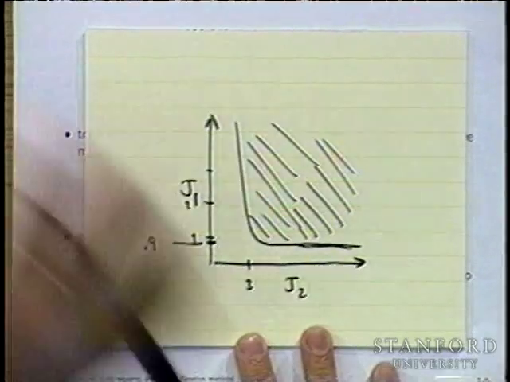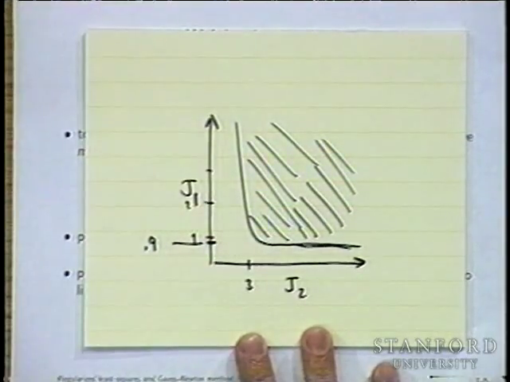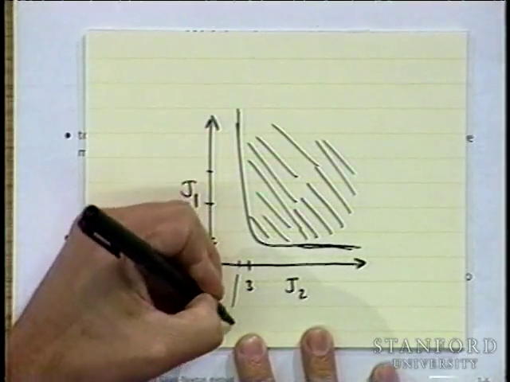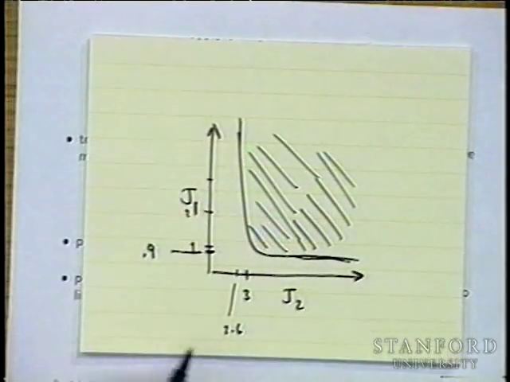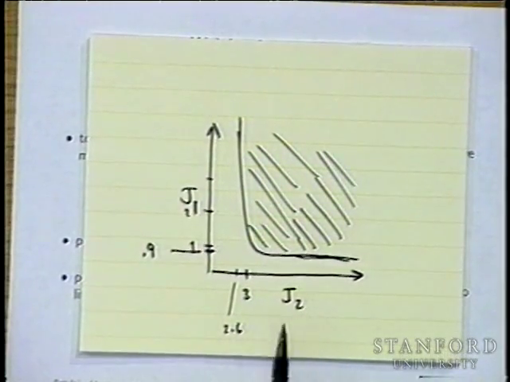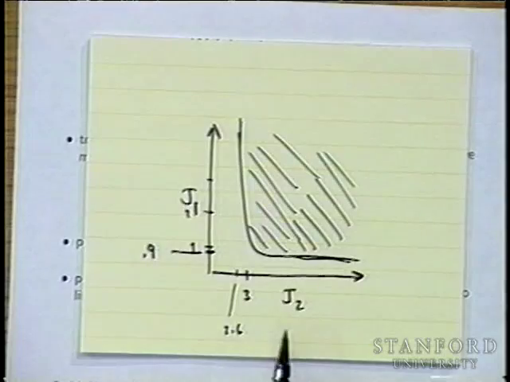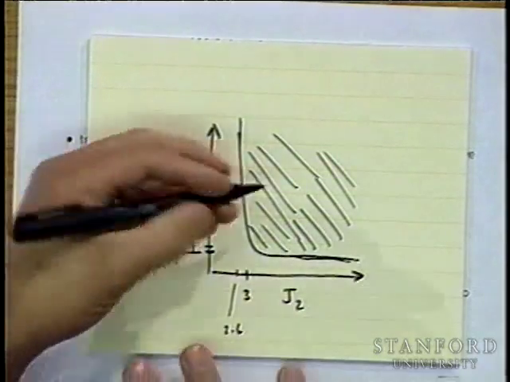That'd be the lowest value you could get for J1, ignoring J2. And it might be here. I mean, this might have an asymptote or something. And this might be 2.6. So here you'd say the smallest you could ever make J2, ignoring J1, taking it absolutely not into consideration, is 2.6.